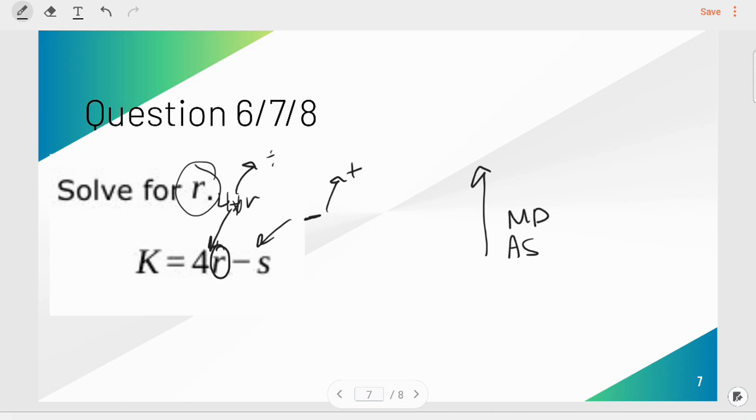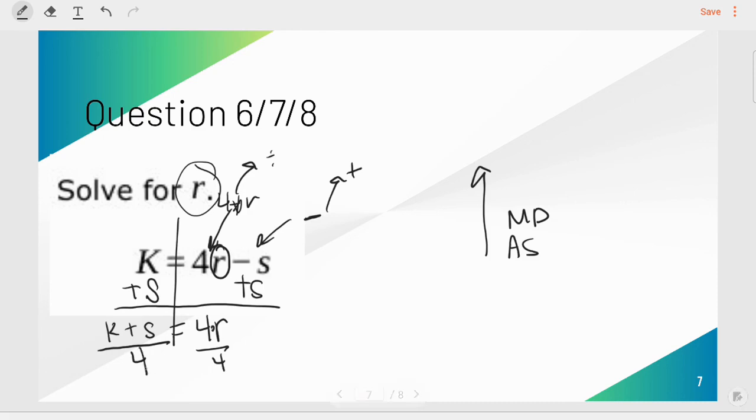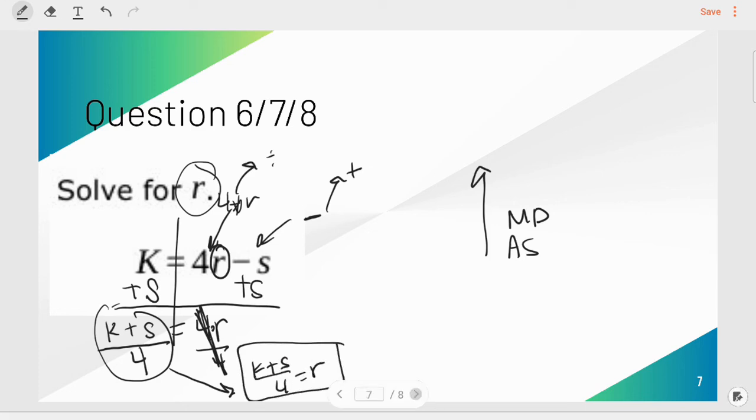So I want to get rid of the minus S. The opposite of minusing S is adding S. I'm going to add it to both sides. And I have K plus S is equal to 4R. And last but not least, this multiplication I'm going to get rid of with division. Notice again that I'm putting a big division symbol under all of it. And I'm going to cancel out the times by 4 and the divided by 4. Nothing over here cancels out, so I'm going to copy and paste. And there's my answer.